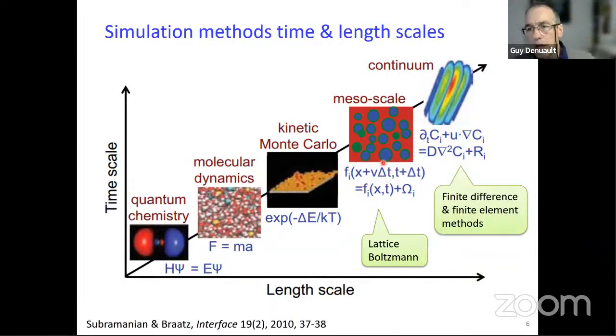There are a few simulations which involve the mesoscale. This would be, for example, simulated with a technique called the lattice Boltzmann. But essentially, I'm not going to cover these because I want to focus on the continuum length scale. I want to show you what we can do with the transport equations and the modelers, the commercial modelers and the open source modelers that are available nowadays. They all focus on the continuum length scale. And this is where I will be introducing finite difference and finite element methods.